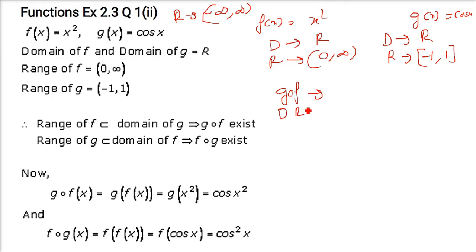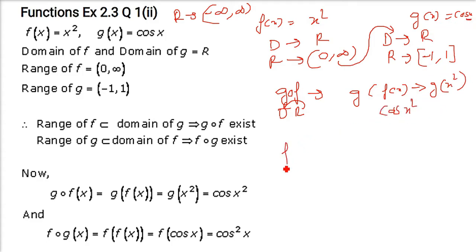Now coming to g of f of x. The range of f should be a subset of the domain of g. So the range 0 to infinity is coming under R, so it is correct. g of f of x will be there. Take f of x, which is x square, and put it in g of x. That is, put x square in place of x in cos x. So cos x square will be there. This is your gof.